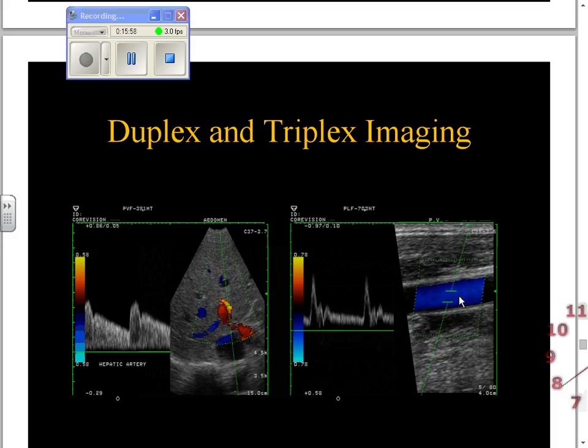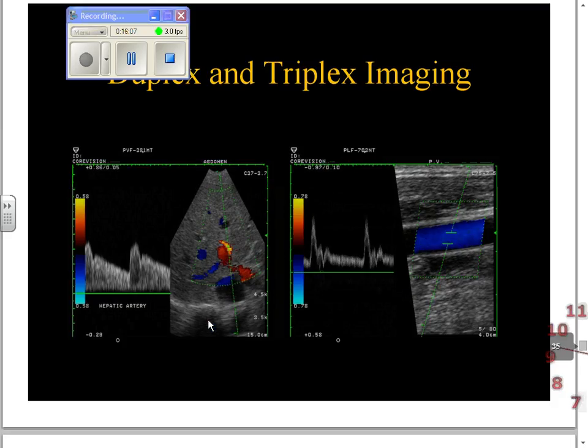So which one's the duplex, which one's the triplex? I suspect, not being a medical technician, and I'm getting a medical technician in to talk to you in a couple of weeks' time to actually go through it, I suspect that's duplex and that's triplex.